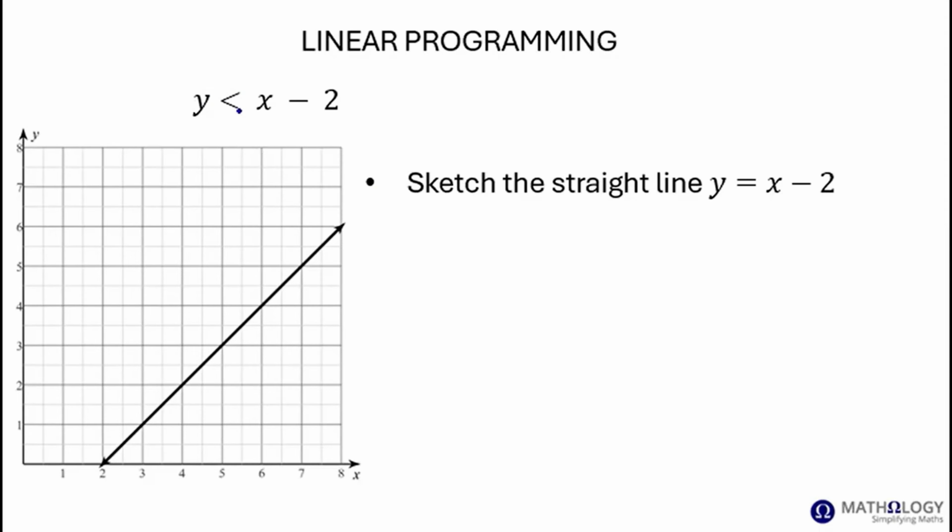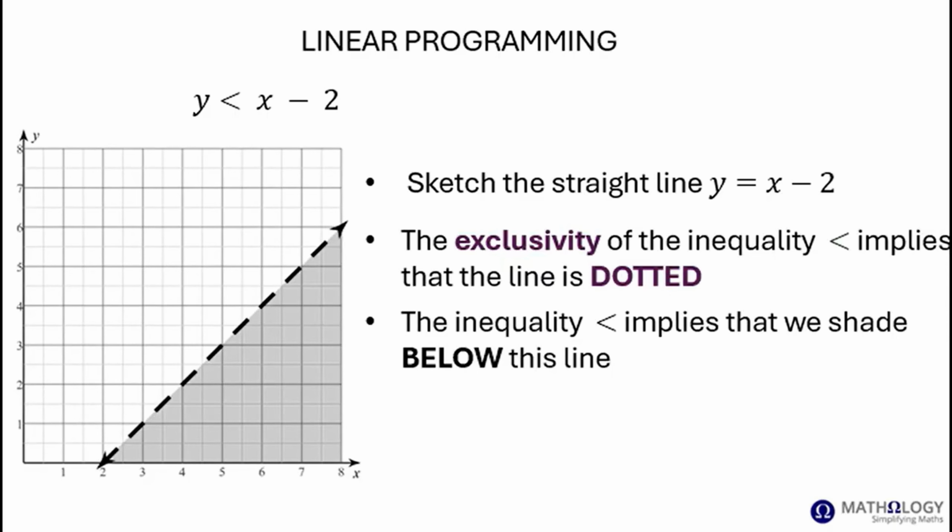So this less than has a lack of inclusivity. The inclusivity I'm talking about is the equal line underneath the inequality. That is absent, which means that the line that we sketch has to be dotted and not solid. So we have our dotted line, and the inequality is less than, so y is less than x minus 2.